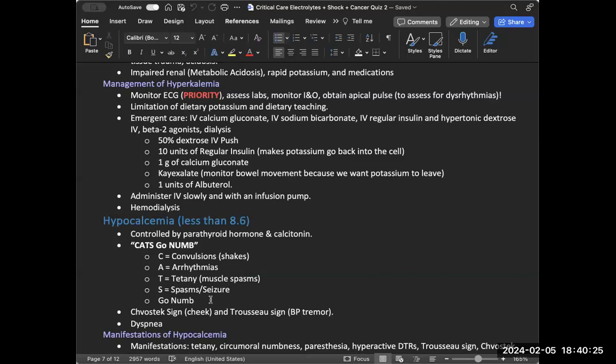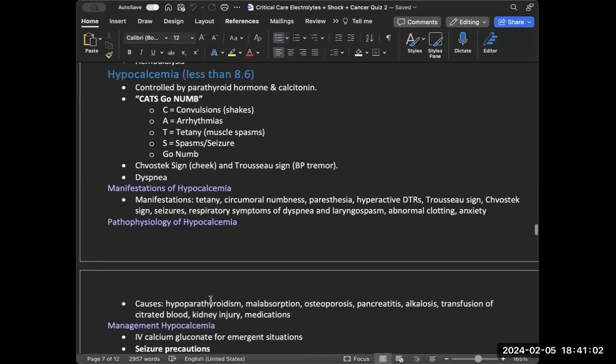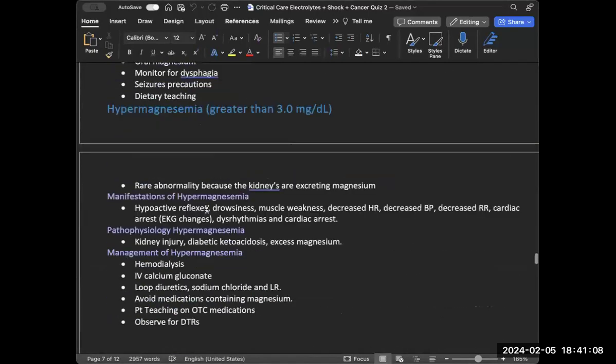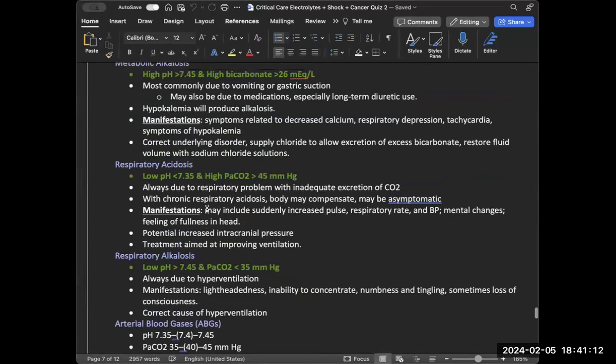And different medications that we can give are IV calcium gluconate, IV sodium bicarbonate, IV regular insulin, hypertonic dextrose IV, beta 2s like albuterol, dialysis, as well as Kayexalate, which we said we have to monitor bowel movements because the potassium's going to come out. So those are the different things that we can give in an emergency if they have hyperkalemia. And one of the medications she emphasized was Kayexalate.